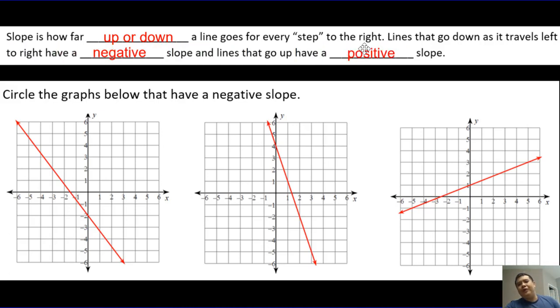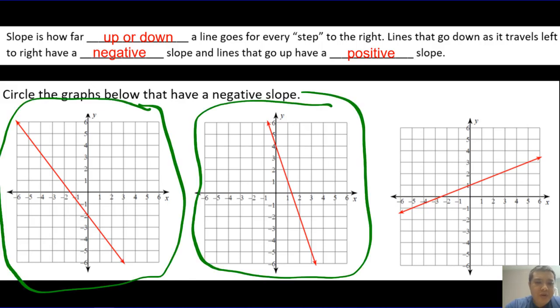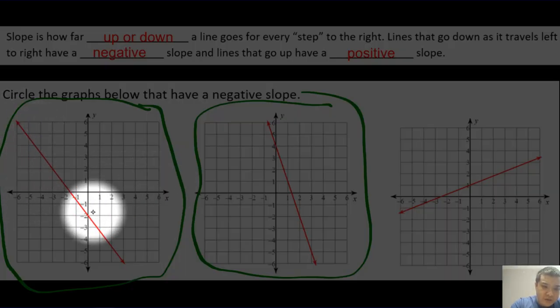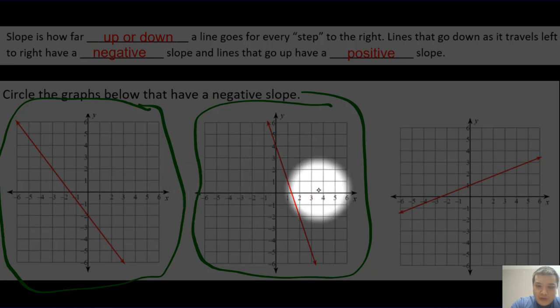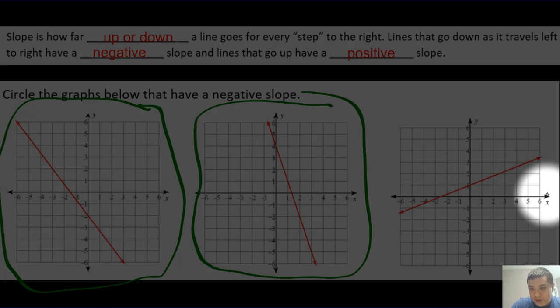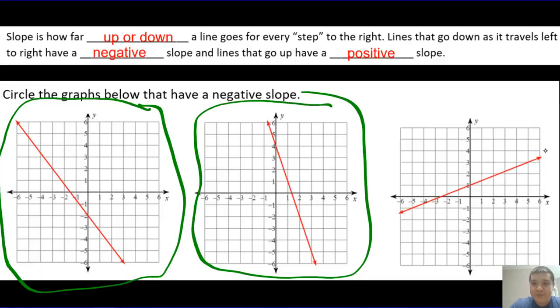So we're always going to read this from left to right, just like how we would read in a book, and determine if the slope is negative. Circle the graphs below that have a negative slope. What you should have found was that the first two have a negative slope because going from left to right, this line goes downwards. Same thing for this one. While this one, going from left to right, goes upwards.